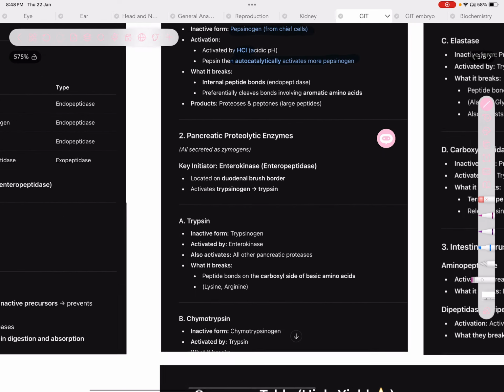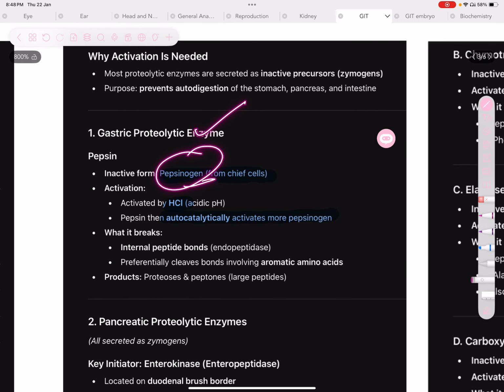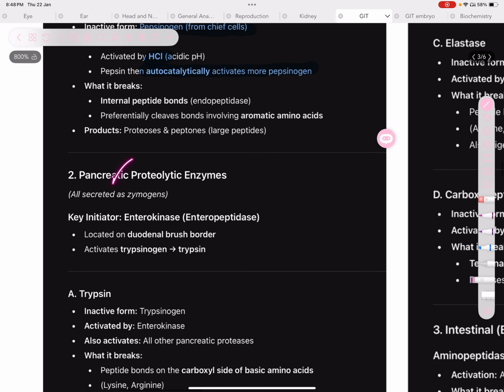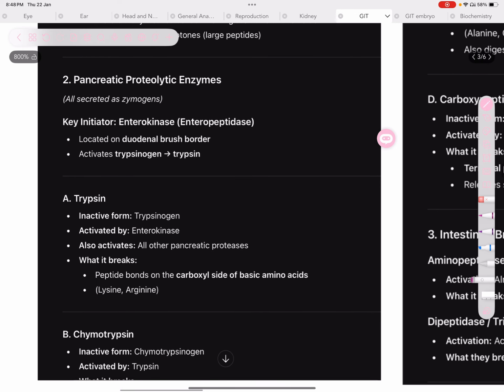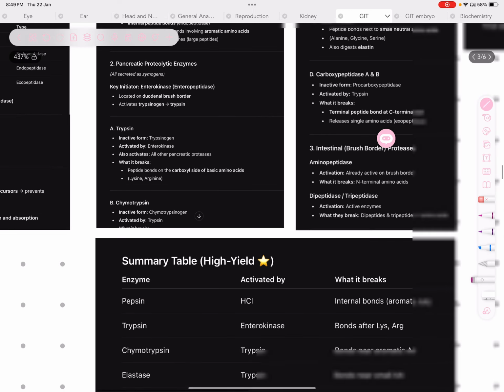Now moving forward, it's important for you to understand that the gastric proteolytic enzyme in inactive form is pepsinogen, which is from chief cells and is activated by HCl. So pepsinogen is from the chief cells. Now this autocatalytically activates more pepsinogen. This is something that I've already clarified. Now pancreatic proteolytic enzymes are also treated as zymogens, and the key initiator is enterokinase. For example, trypsinogen is converted to trypsin. Then this trypsin is further going to activate all the remaining pancreatic proteases.